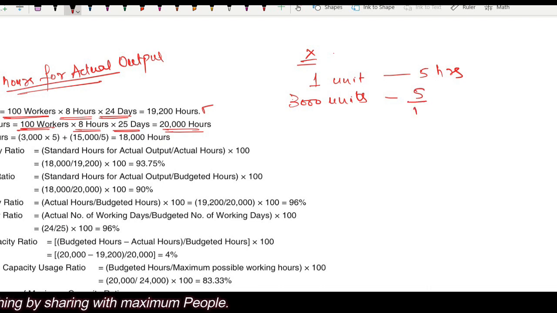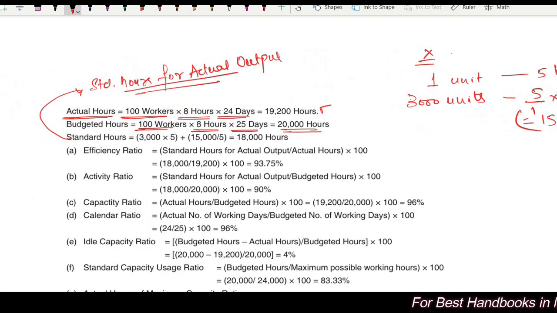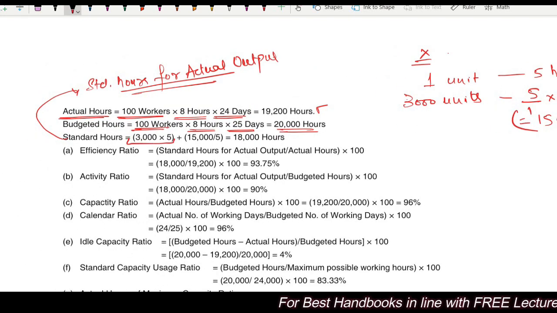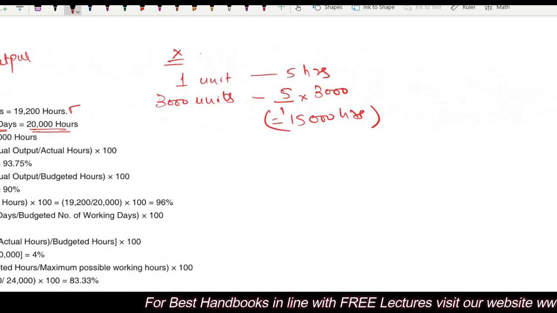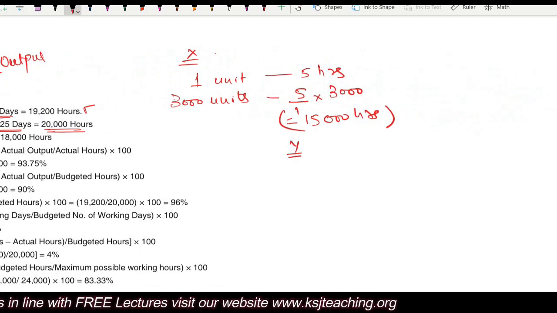5 divided by 1 multiplied by 3000. So 15,000 hours. Any doubt in this thing, right? 3000 multiplied by 5. Clear? Sir, coming to Y. What about Y?